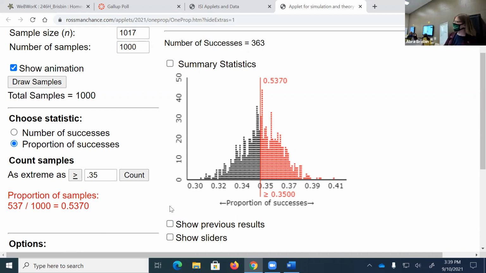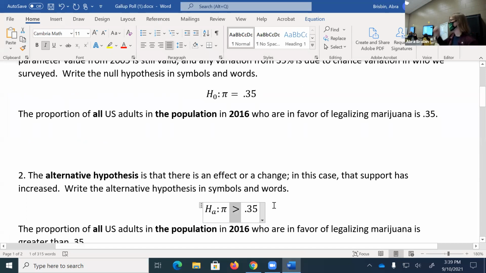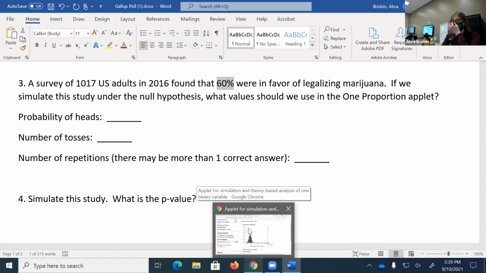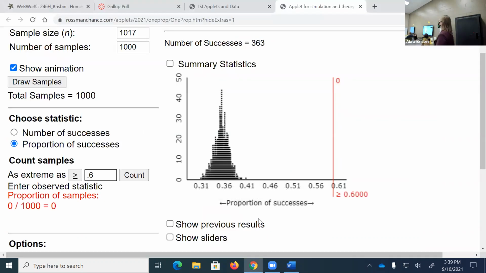Yeah, why is it 0.6? Because that was the result from the survey. We want to see if that's like a random occurrence or if it's like... Exactly. So our result from the survey was that 60% were in favor. And we want to find out if that was a random occurrence, something that could occur just by chance in who we sample.